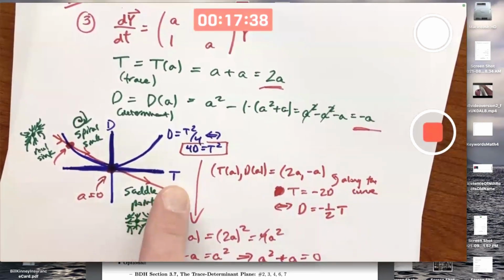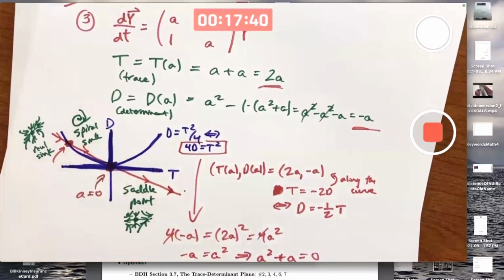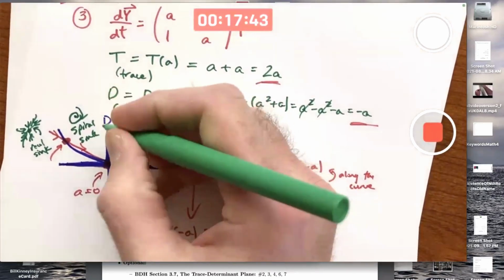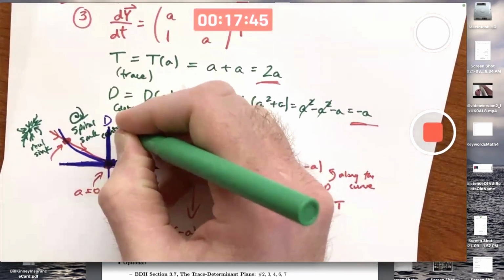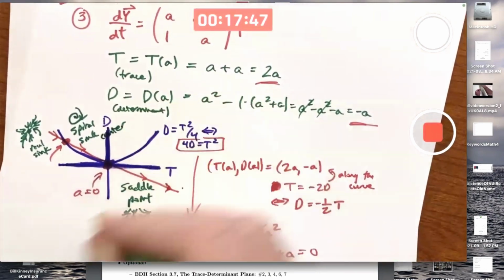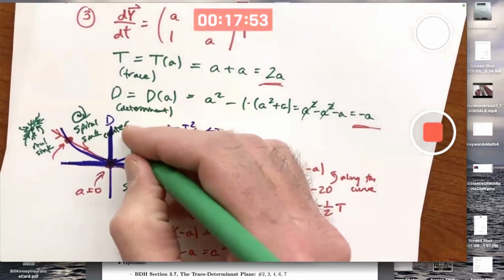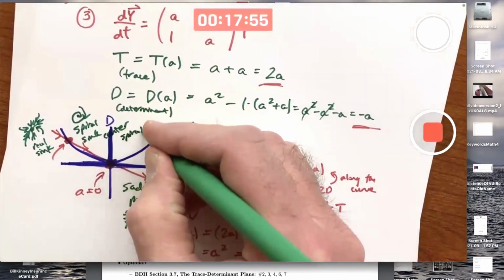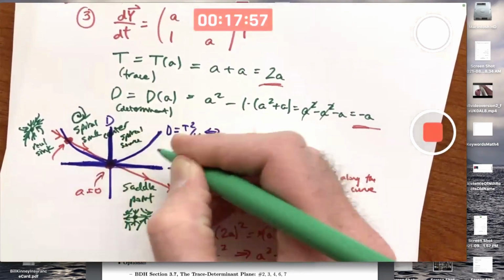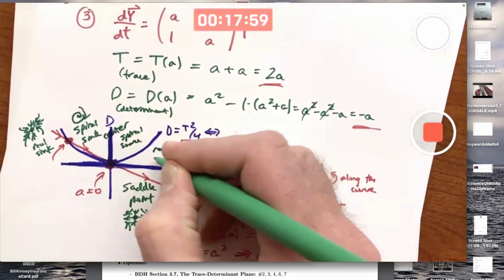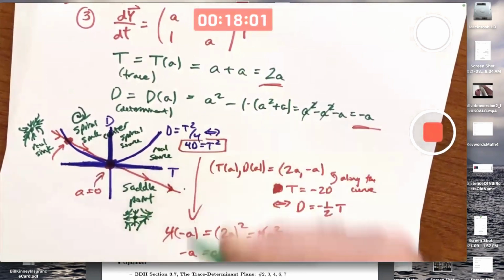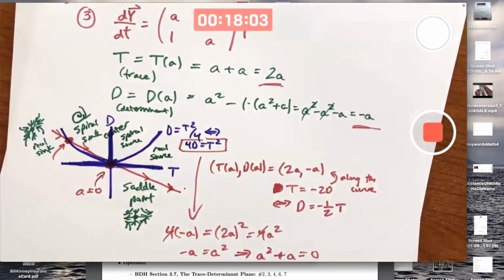If T is 0 and D is positive, it does turn out to be a center. There's no exponential decay or exponential growth. They're just sort of ellipses around the origin typically for your solutions. Sometimes they're circles. Over here, you get spiral sources. Over here, you get real sources. Centers along the positive D axis.